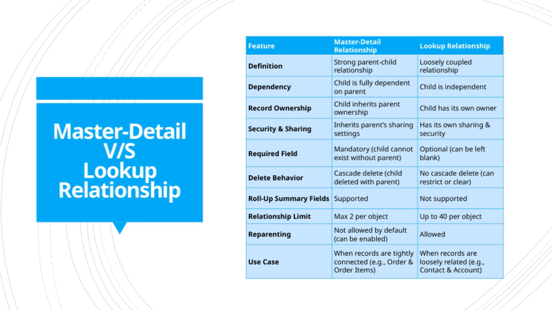Finally, choosing between these relationships depends on your use case. Use master detail when records are tightly connected, like orders and order items. Use lookup when the relationship is more loose, like contacts and accounts. Understanding these differences helps you design your data model more effectively, aligning with your business requirements and security considerations.